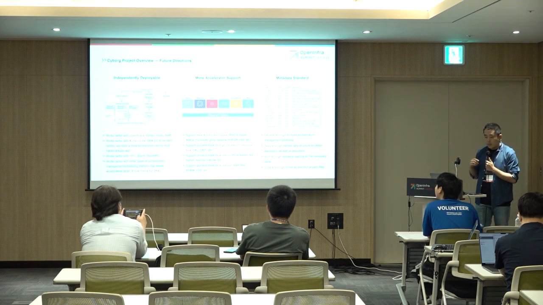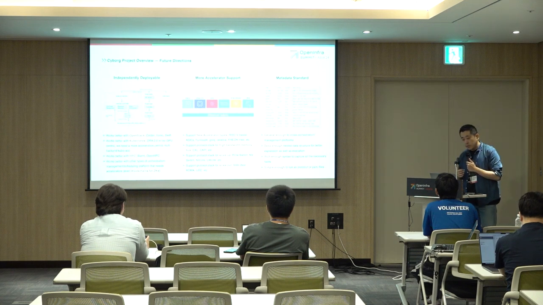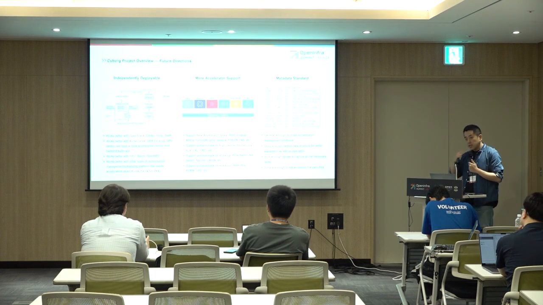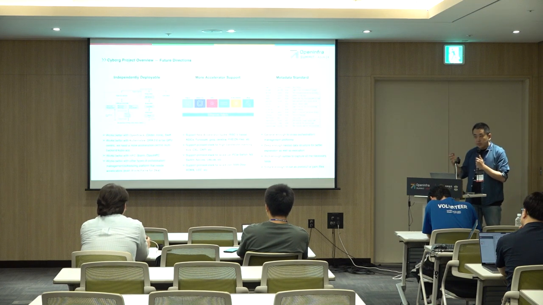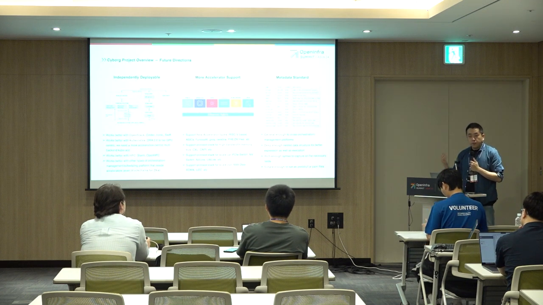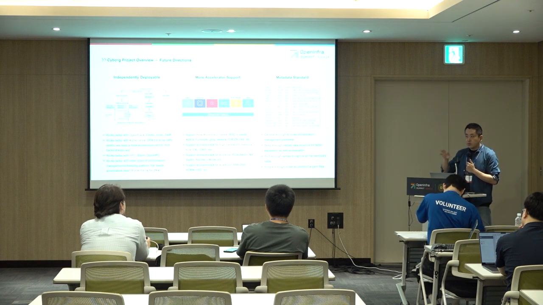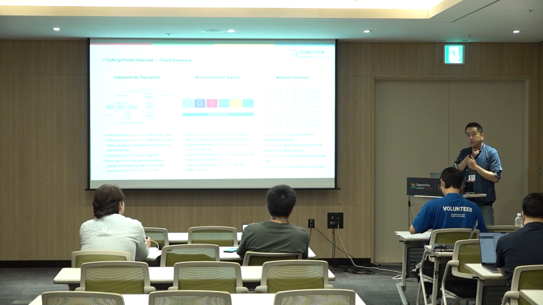So these are the future directions that I have in mind for Cyborg, or for acceleration in general. The first one is, I think we want to make Cyborg independently deployable, meaning it should not be tightly coupled with Nova placement or other services too much. Similar to Ironic, I think Cyborg should be able to deploy independently. It will help a lot of companies that need to manage all the shenanigans of proprietary hardware more easily.